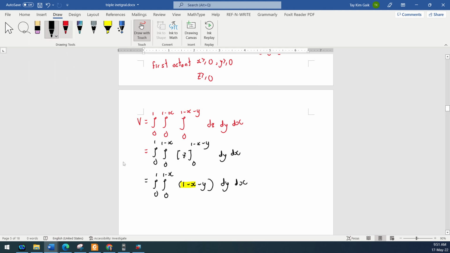So now integrate with respect to y. 1 minus x as a group is a constant, so you have a constant multiplied with y. Integrating y, you have y squared over 2. Here I cannot factor out the over 2 because the other term does not have a 2, so I didn't factor out. Just carry it like this, limit 0 to 1 minus x. So dx.